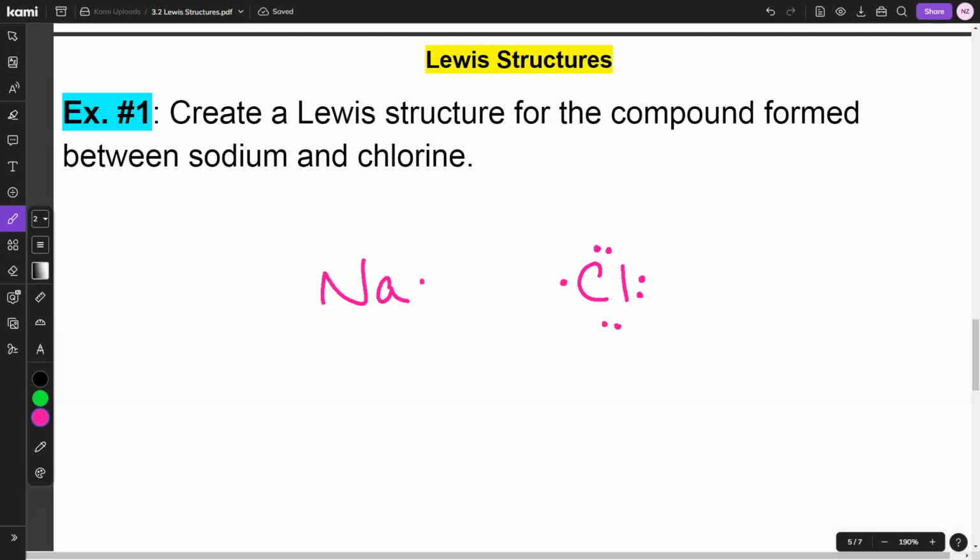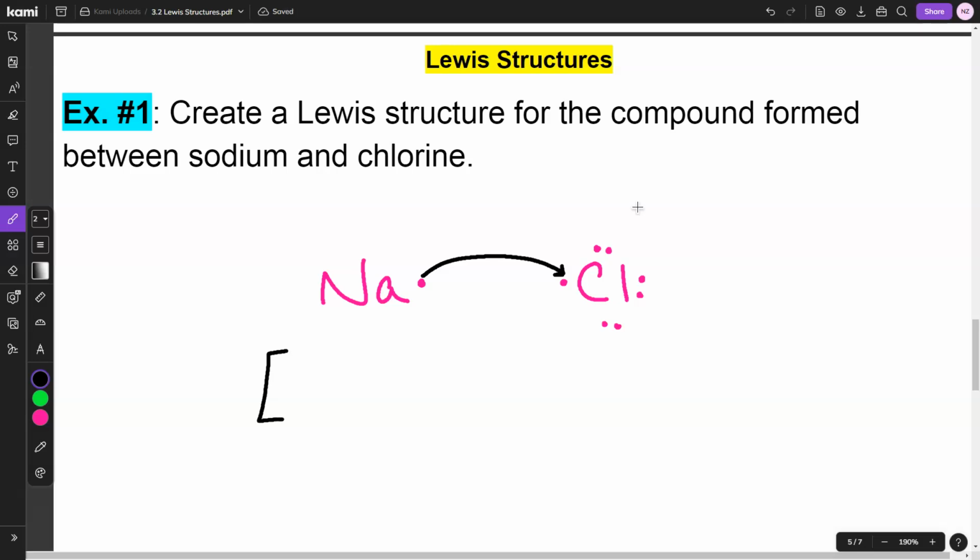Sodium is going to get 1 dot, just like that. Now, sodium wants to lose the electrons, chlorine wants to gain them. So I'm going to draw an arrow showing how the electron is transferred from the sodium to the chlorine. That's it. Now, we're going to represent our ions by writing them out in brackets.